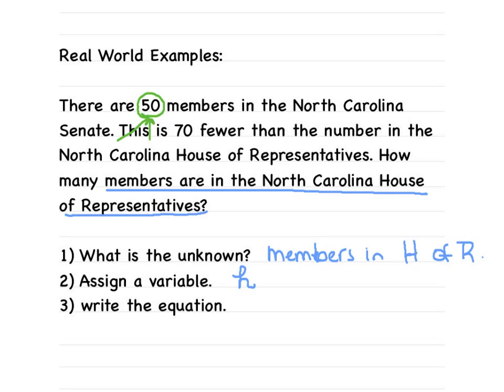The 50 equals 70 fewer than. Fewer than means subtraction. The number in the North Carolina House of Representatives, well, that represents H. So let's read this again. The 50 is equal to 70 fewer than H. 70 less than H. 70 less than H is written H minus 70.